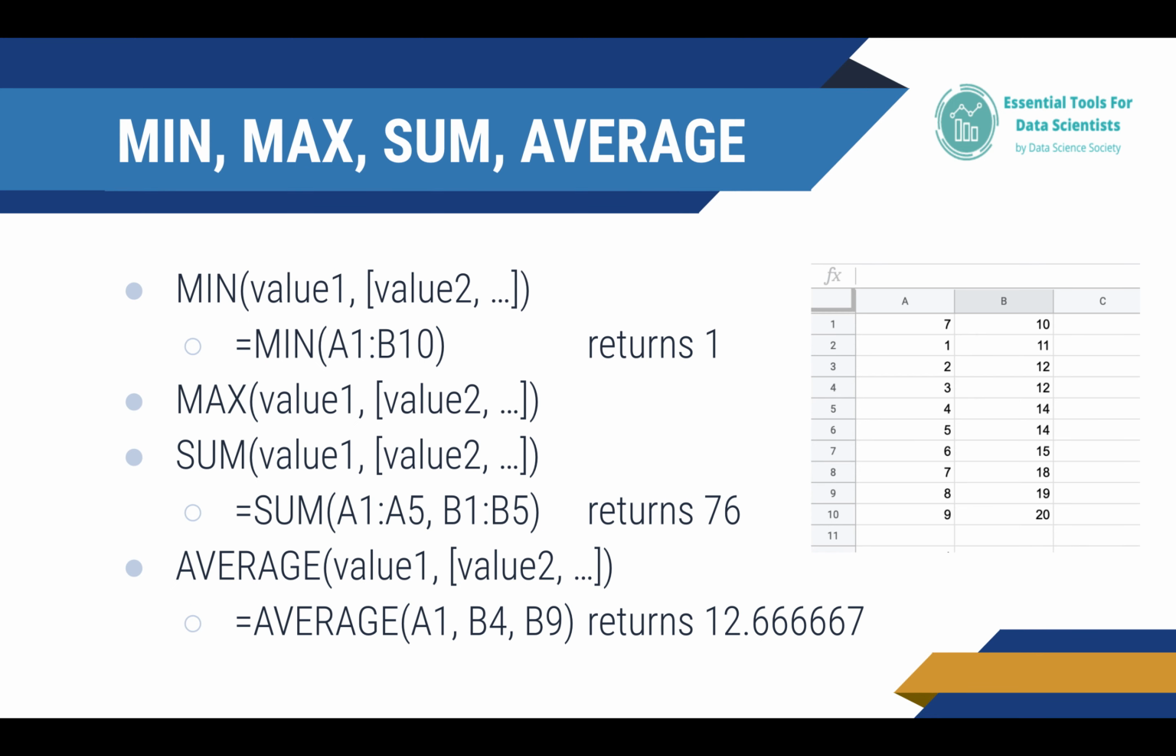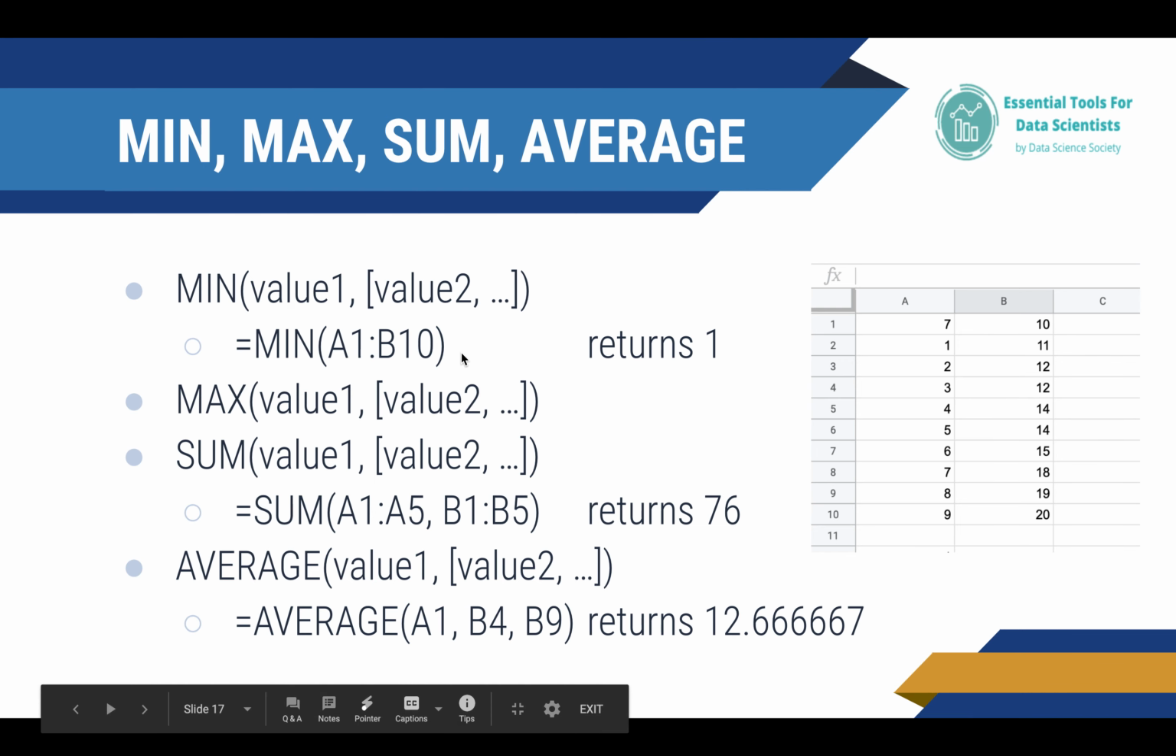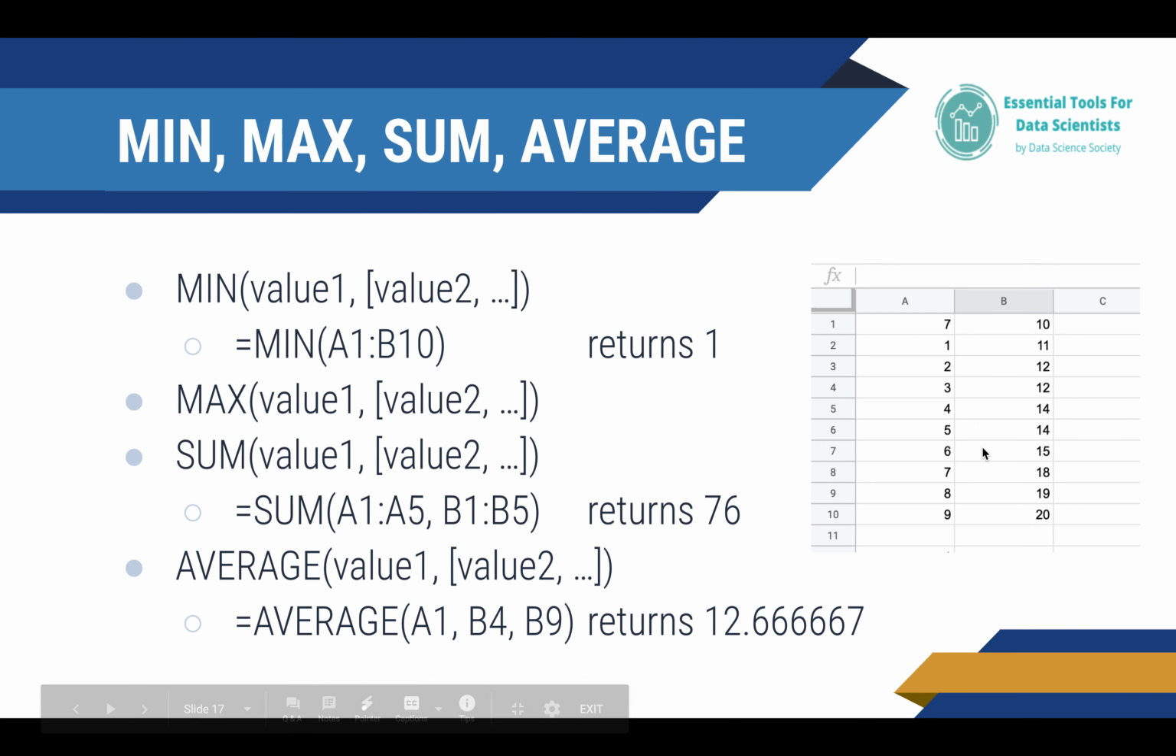Okay, min, max, sum, average. Minimum needs to take at least one value. If it does take one value, it will return that value as it is the minimum of all the values you put into it. It can also take multiple values. I wanted to show that it can take this particular range and it will return 1. Here is that range. The smallest value was 1. So nice job, min.